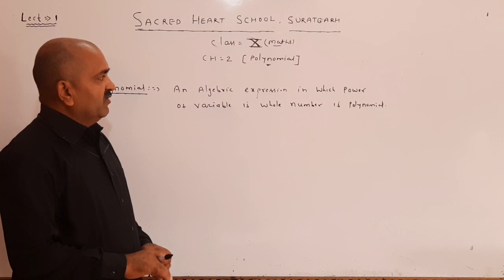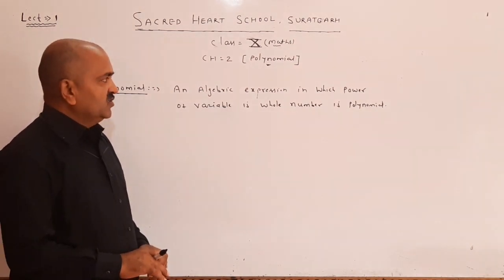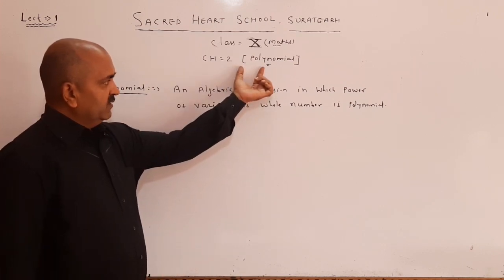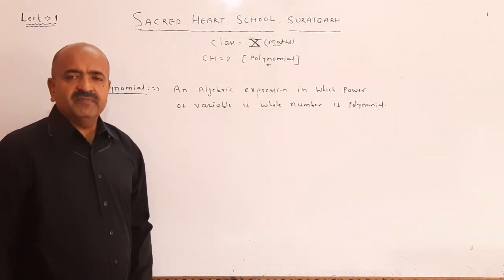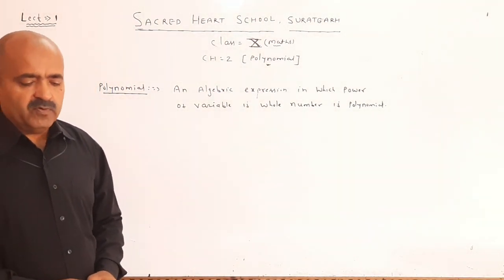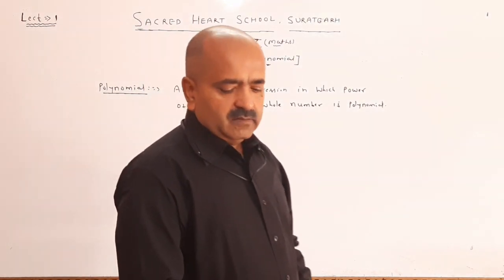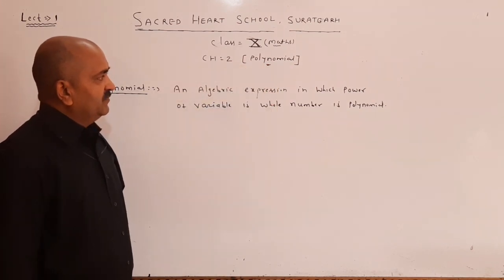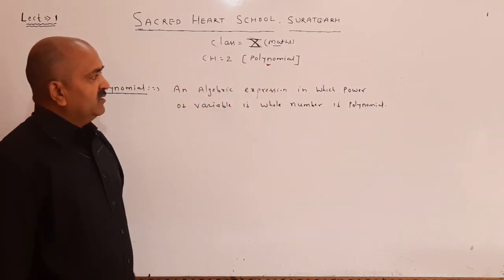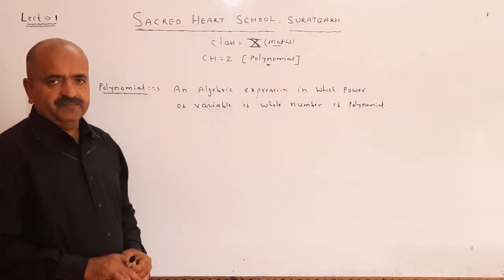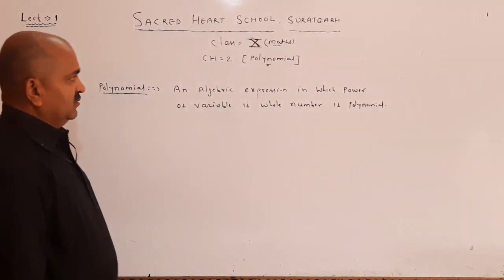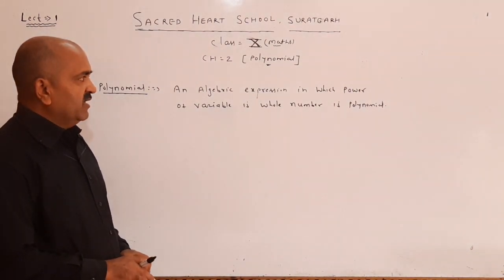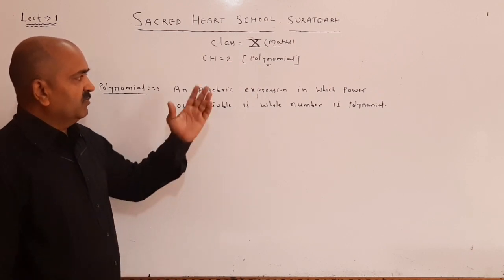Students, first, what is the meaning of polynomial? Polynomial is poly plus nomial. What is the meaning of poly? Poly means many. And the meaning of nomial is terms. It means an expression in which there are many terms. An algebraic expression in which there are many terms is a polynomial.